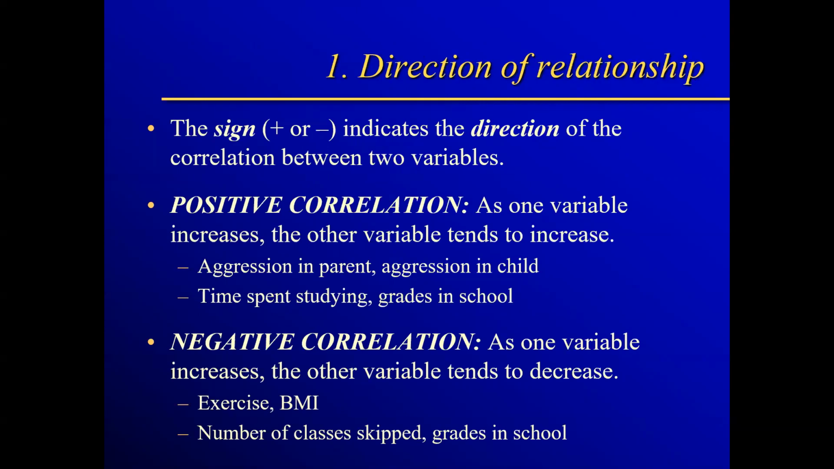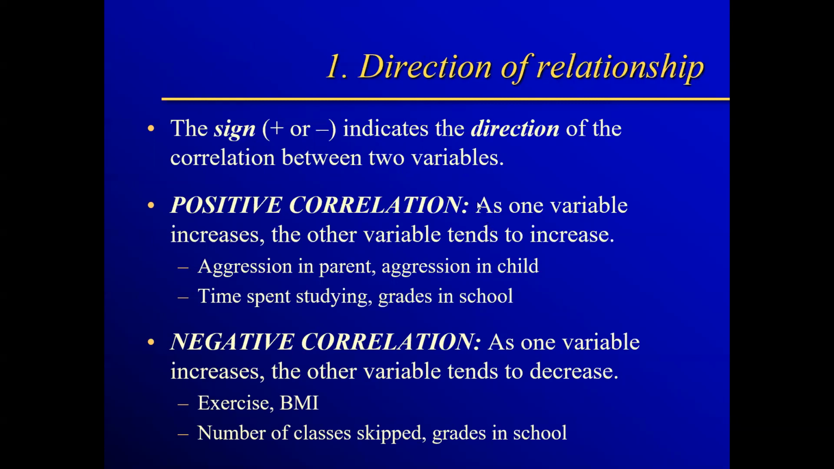The sign, whether it's a positive or a negative number, indicates the direction of the correlation. So the first thing, well, after you determine if it's significant or not, you just look at this number, and if it's positive, it means it's a positive correlation. If it's negative, it means a negative correlation.